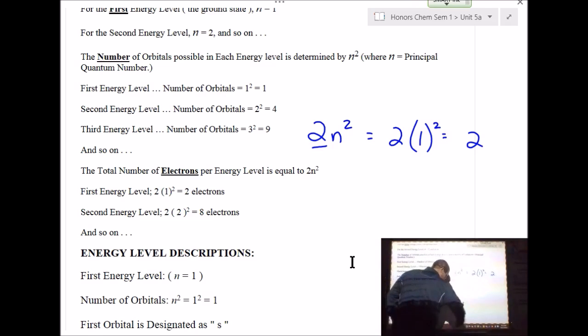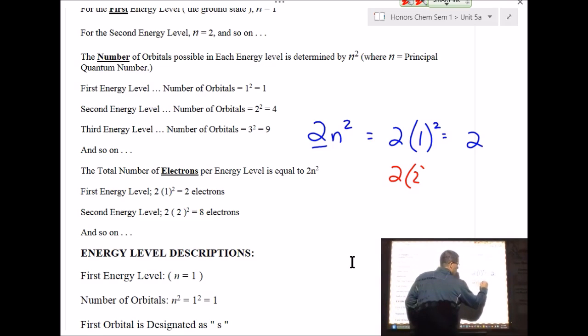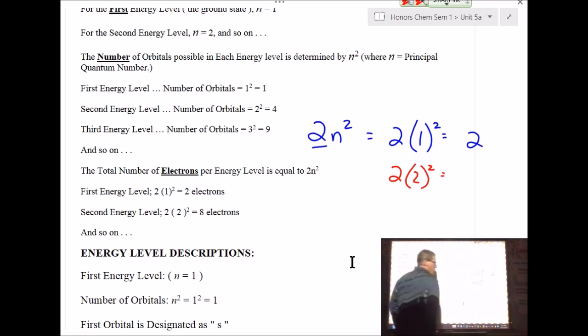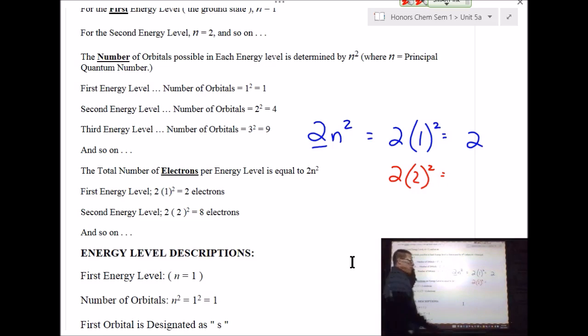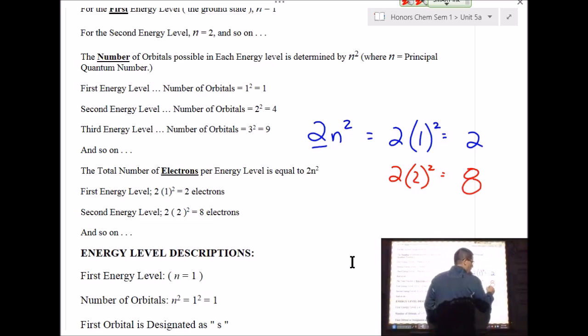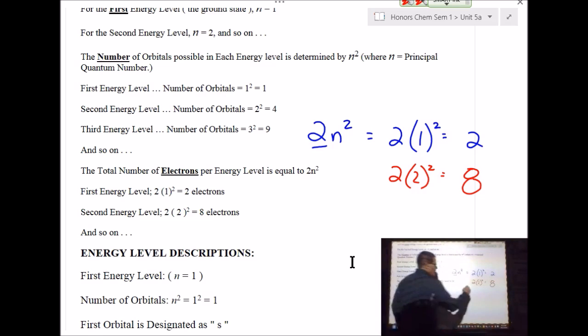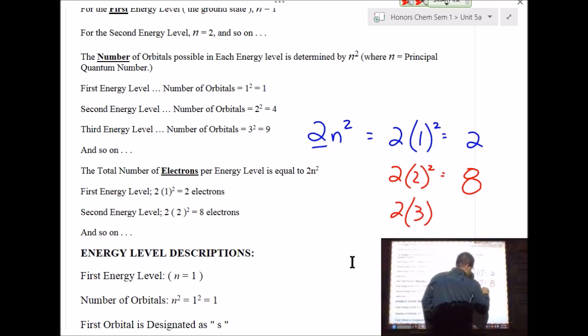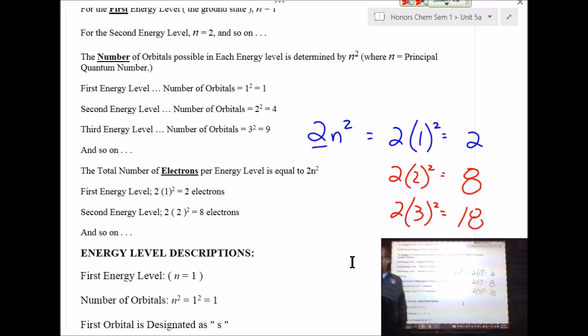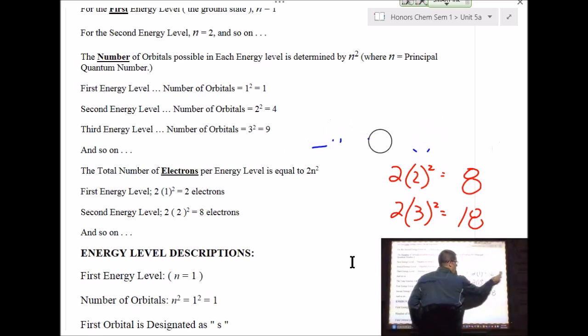And so if we look at, say, the second energy level, what's the maximum number of electrons there? 8. And in the second row on the periodic table, you'll notice that there are 8 elements. And then the third energy level, what's the maximum number? 18. I'll show you where the 18 comes from next time we meet. Okay, so that's that equation there.